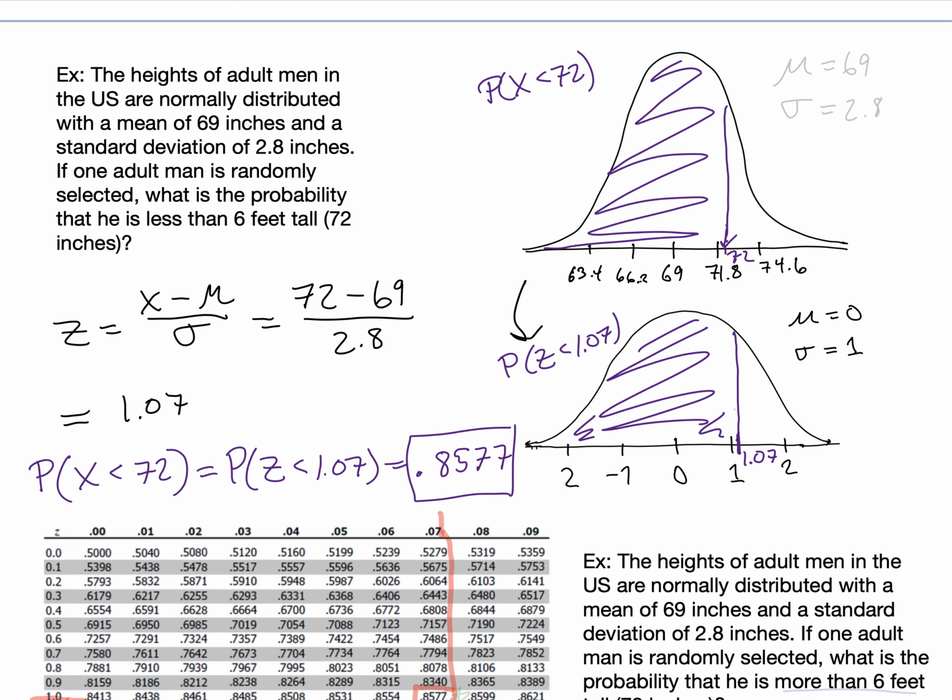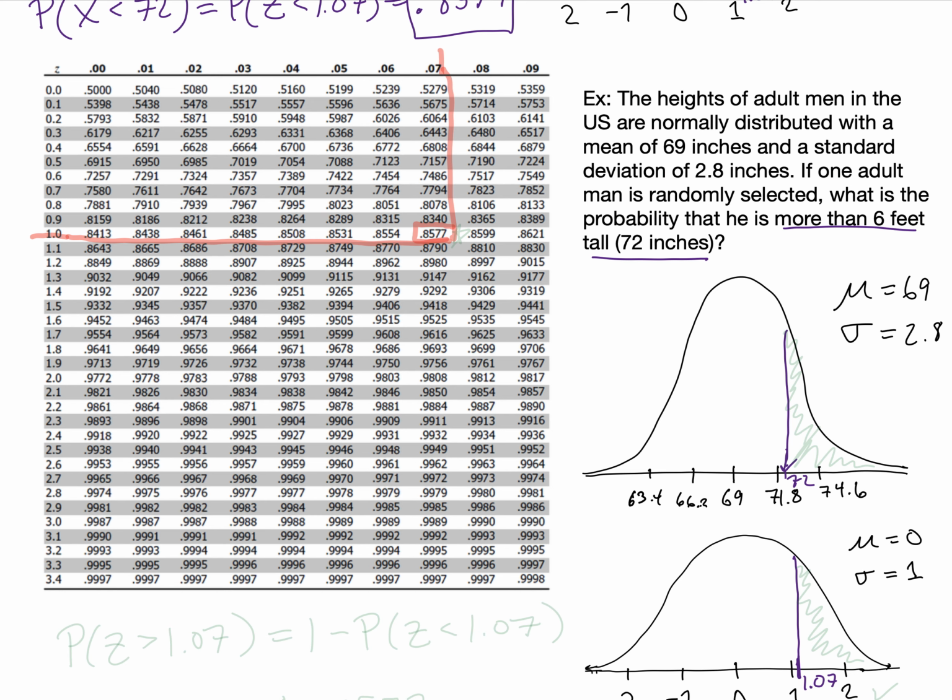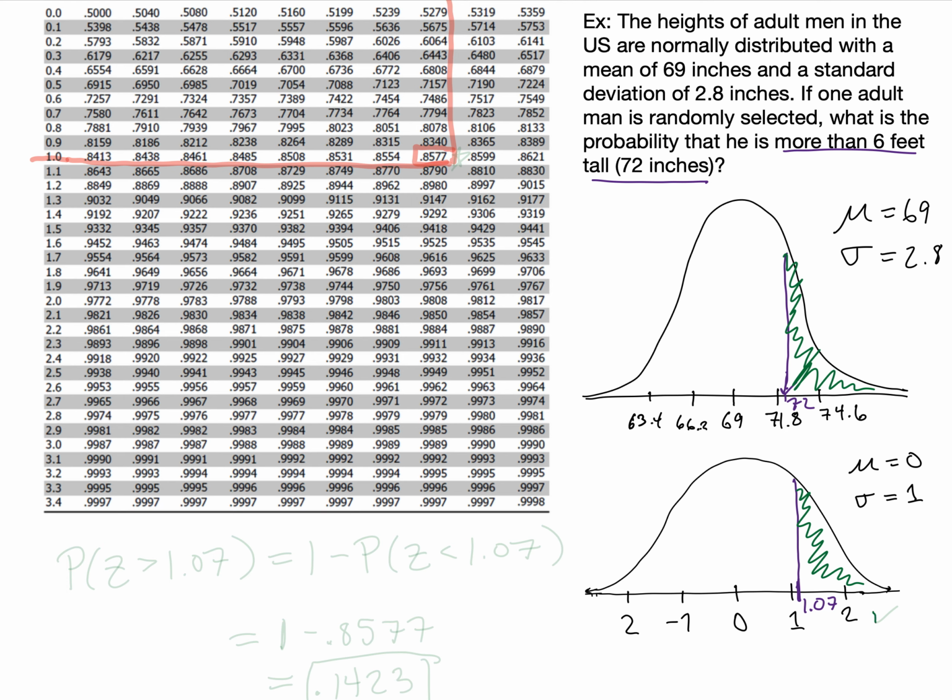All right, what if we're asked for a greater than question instead? So what is the probability that he is more than 6 feet tall, or more than 72 inches tall? Then instead of looking at the left-hand side of that 72 value, we're now looking for the right-hand side. We're looking for this probability up here that corresponds to this probability in the standard normal distribution. So we already know how to find this probability.